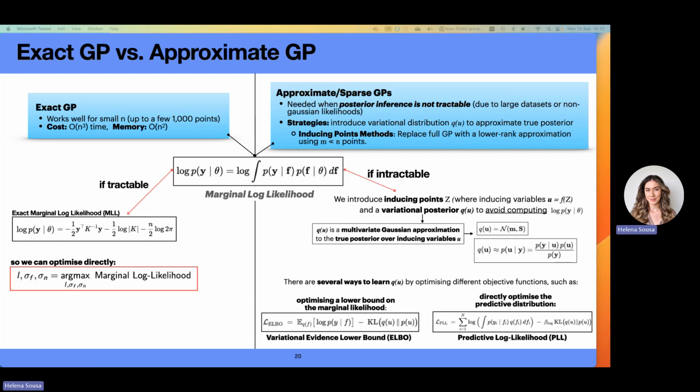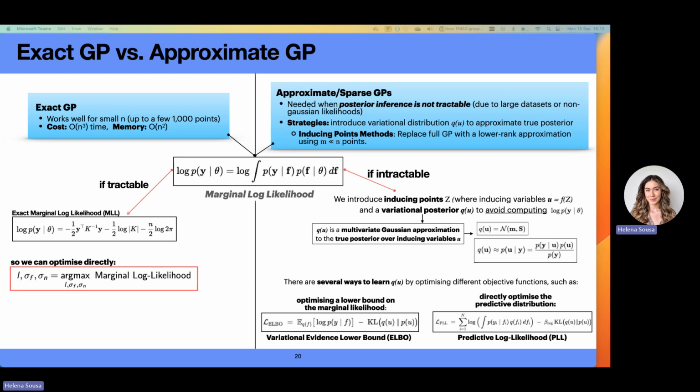And as well, we need to introduce this variational distribution, this q of u, which is basically an approximation of the true posterior and is computed over the inducing variables, so our inducing points, not the full data set that we have.